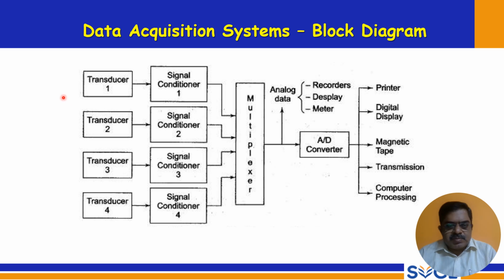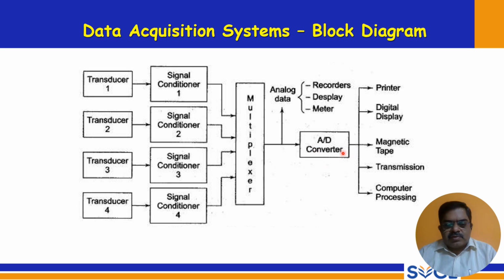So this is a typical data acquisition system block diagram. On the left hand side, you can see the transducer stage. Here a number of transducers are connected, and for each transducer, the output is processed through a signal conditioner. So a number of signal conditioners are connected here, and then the data is multiplexed in a multiplexer. Then the analog data is presented here. Then it can go to an A to D converter, or through analog data it can be recorded or displayed, whatever way we want to present it.